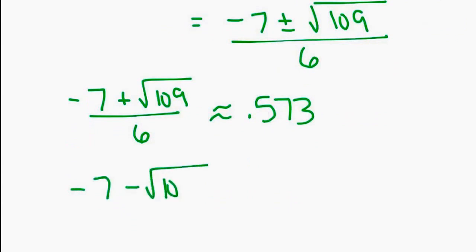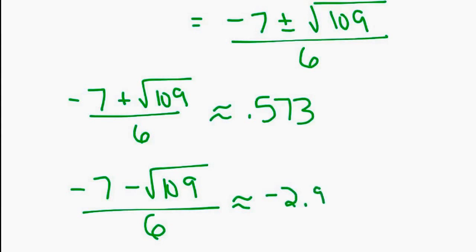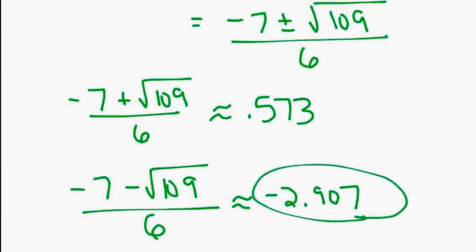-7 minus the square root of 109, divided by 6, is approximately -2.907. But you should get the same answer if you graph it and use the intersect function.